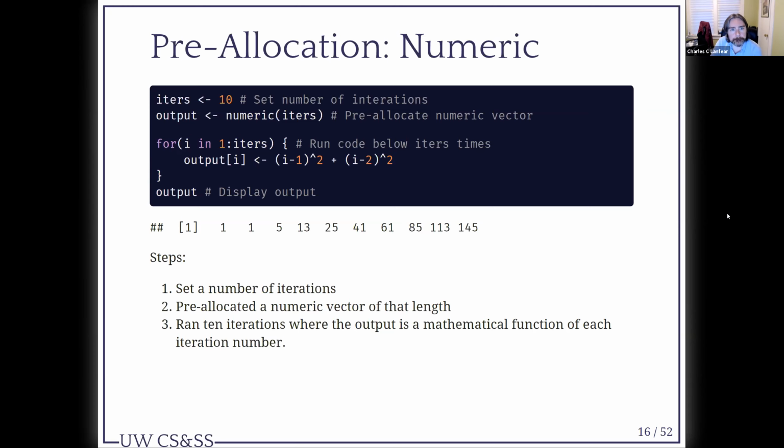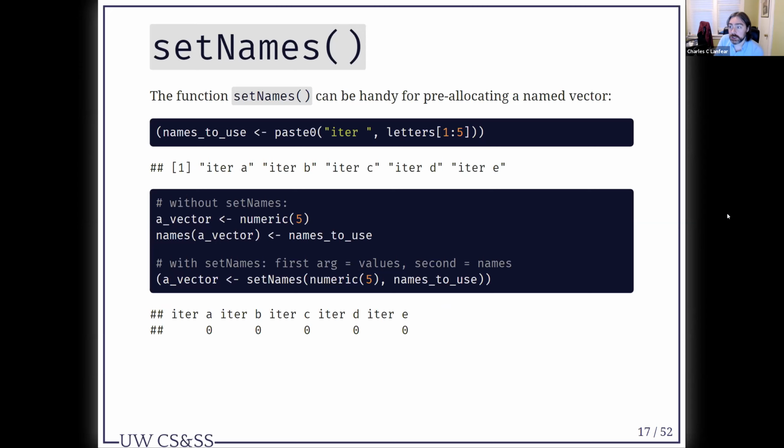Cool beans. OK. So there's a handy function for pre-allocating things in R that I'll sometimes use, and I've probably used in lab a couple times. The function setNames. SetNames is nice because it will allow you to create an object and assign names to it in the same line of code, thus doing the all-important job of saving me from writing one line of code. So I might do something like create a set of names I want to use. These are names to use. I'm just going to say paste together iteration letters 1 through 5. So iteration A, B, C, D, and E.